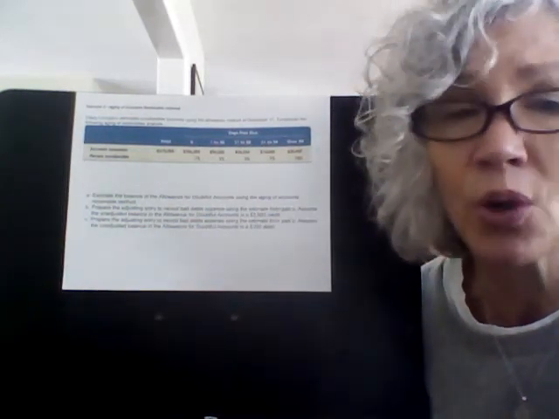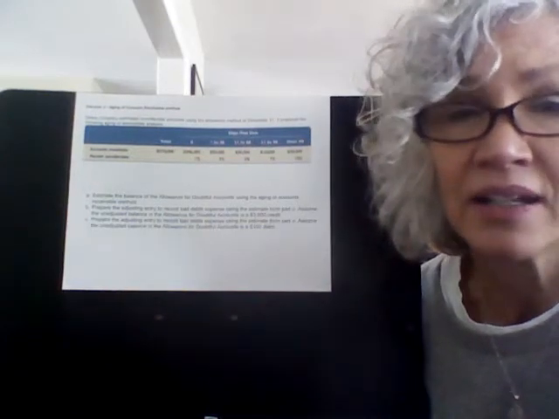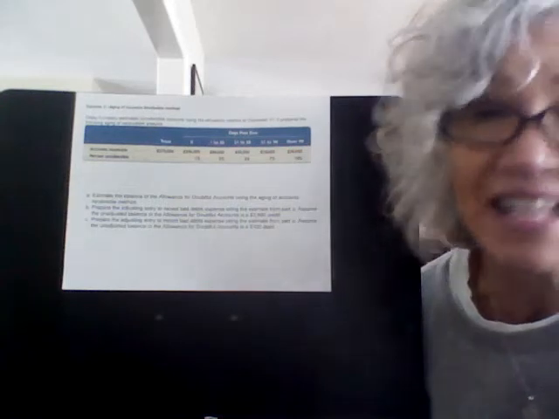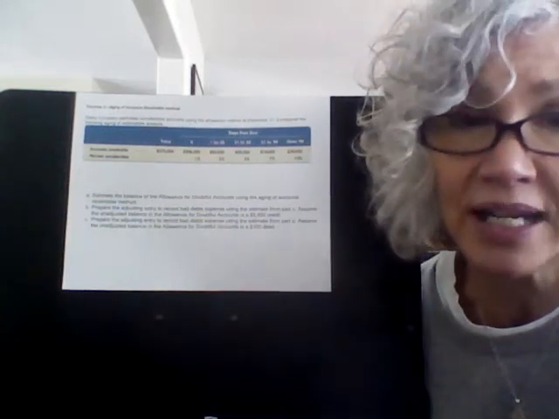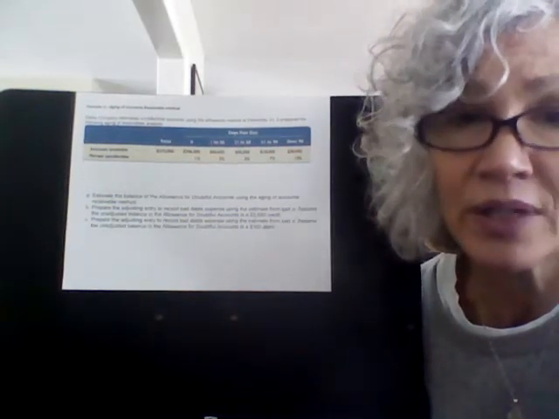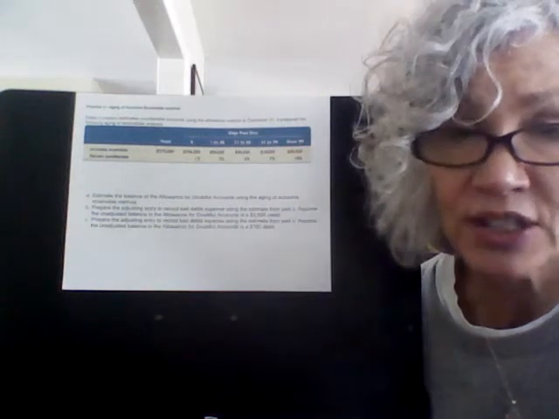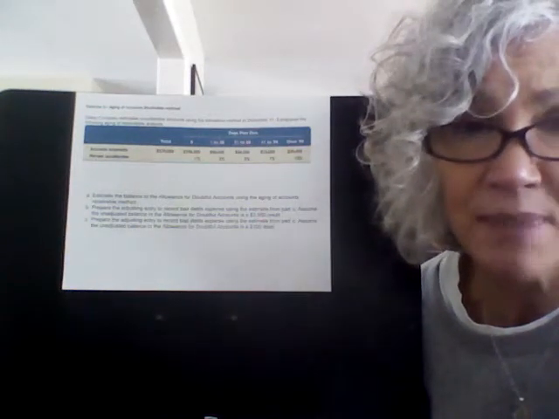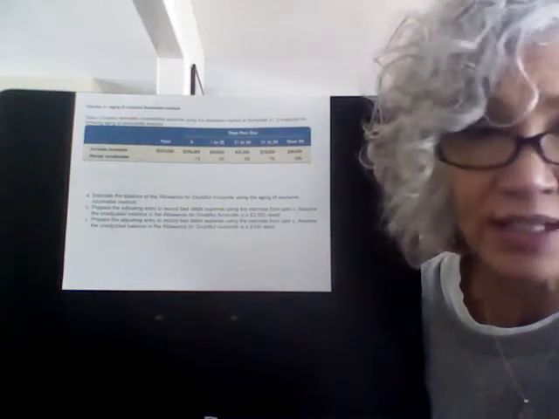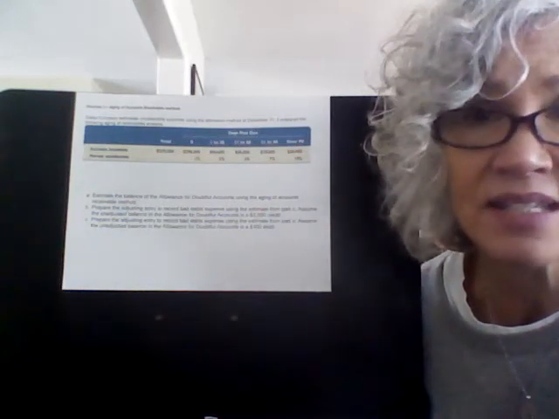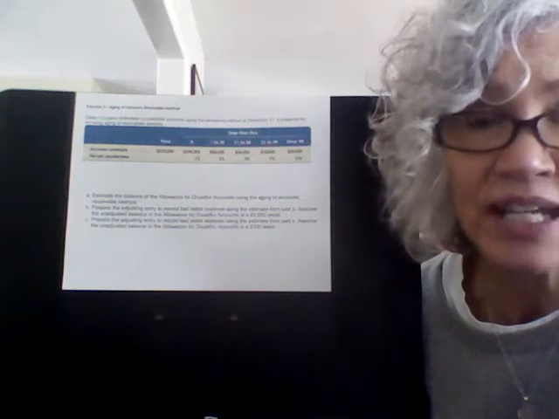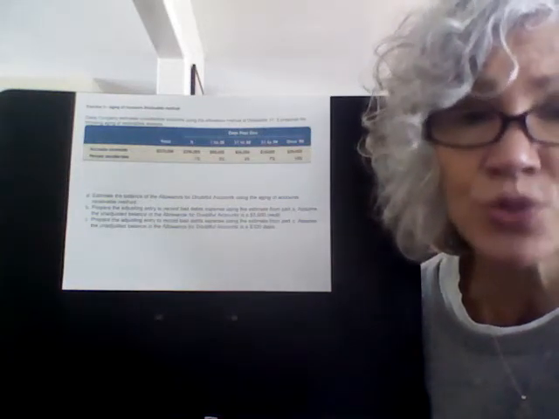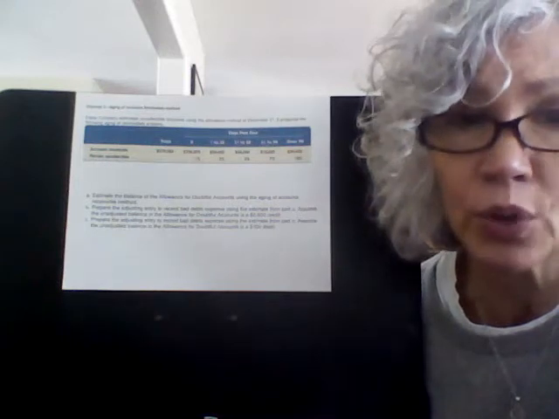So that's the whole idea behind this methodology, and honestly I will tell you that it is the most used of the 3 methods that we learned about: using a percentage of sales as bad debts, using a percentage of accounts receivable as bad debts, or doing an aging and figuring it based off of that. The aging method is the most used method out in the real world.